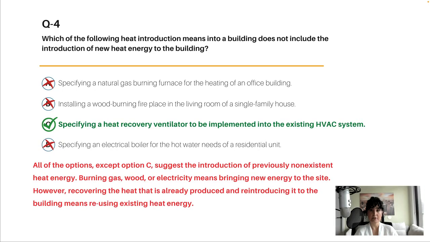Option C is the correct option, specifying a heat recovery ventilator to be implemented into the existing HVAC system. Because all of the options except option C suggest the introduction of previously non-existent heat energy. Burning gas, wood, or electricity means bringing new energy to the site. However, recovering the heat that's already produced and reintroducing it to the building means reusing existing heat energy, which the question was expecting from us.